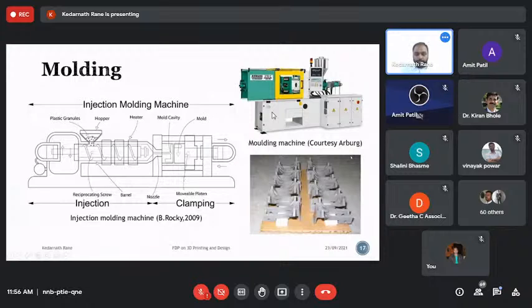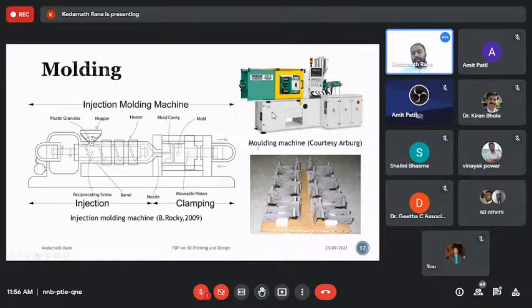A typical machine, an arbor press or injection molding machine, is used to manufacture such complicated shapes. You can see the part is looking very bulky, like 500 to 600 grams, and it is manufactured within seconds through this machine. So that is the merit of this process. You can make very complicated parts within a few minutes.